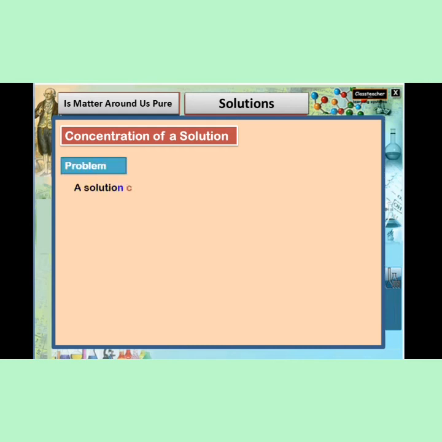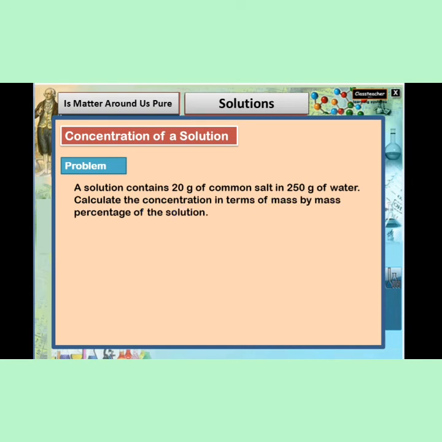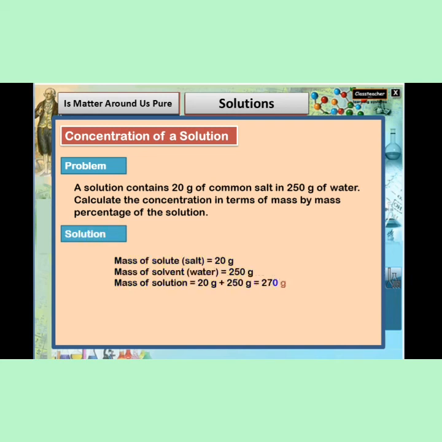Let's see some problems regarding it. A solution contains 20 gram of common salt in 250 gram of water. So here 20 gram of common salt is the amount of solute, that is mass of solute, and mass of solvent water is 250 gram. Calculate the concentration in terms of mass by mass percentage of the solution. Now, mass of solute is 20 gram, mass of solvent is 250 gram.